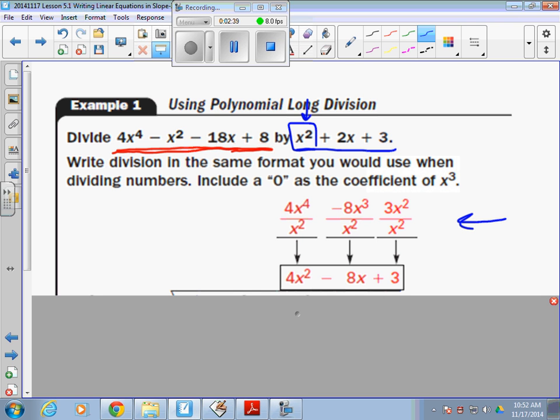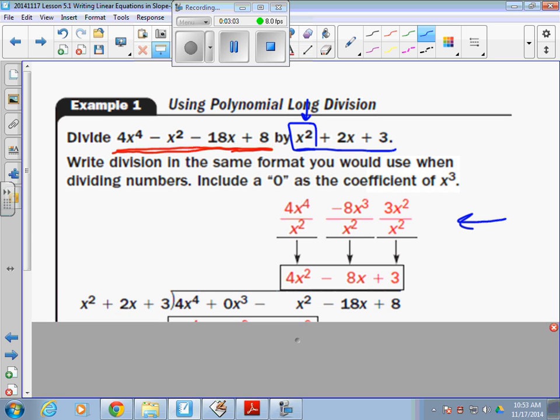4x to the fourth divided by x squared gives you 4x squared. You just subtract 4 minus 2. Negative 8x to the third divided by x squared, you just subtract the exponents, and you get negative 8x to the first power. And then 3x squared divided by x squared, you're going to do 2 minus 2 to give you 3x to the 0 power, which gives you 3 times 1. So now you have 4x squared minus 8x plus 3.